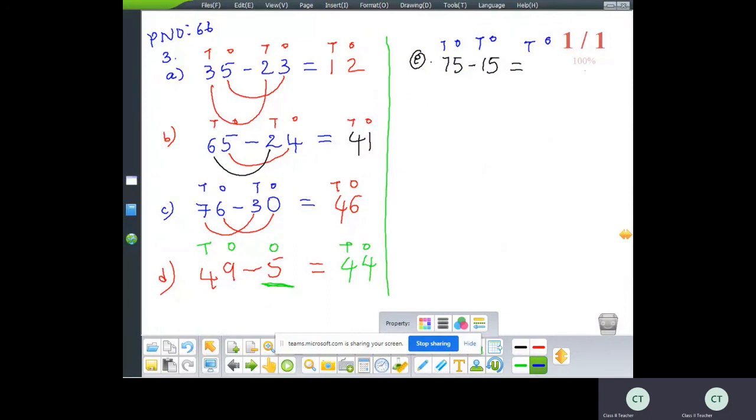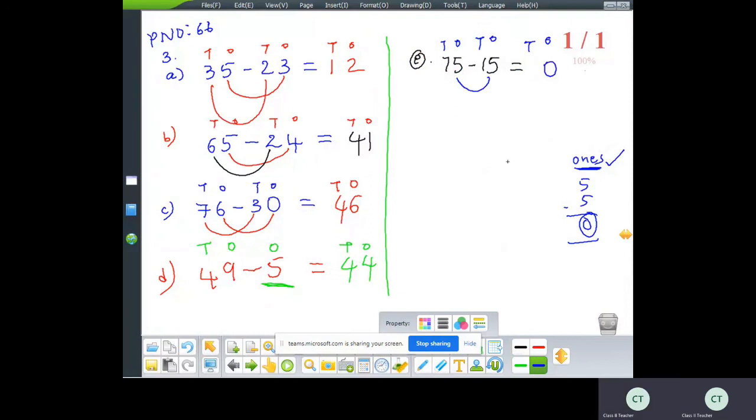Now subtracting on the 1's place. The digits from the one's place are 5 and 5. 5 minus 5. Subtraction of the same numbers gives 0. 5 minus 5 is 0. This answer 0 we write in the one's place.